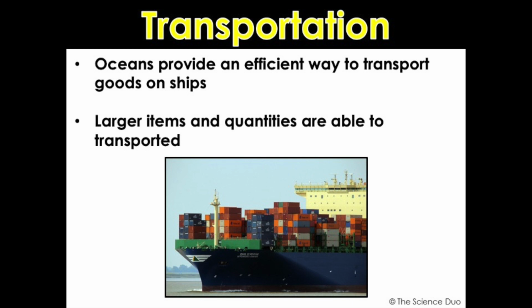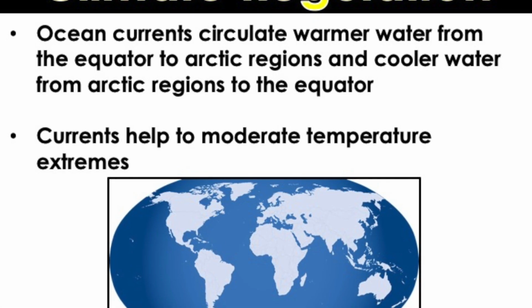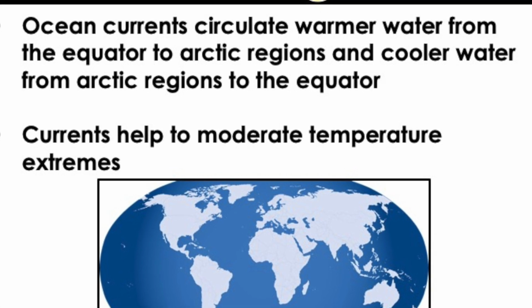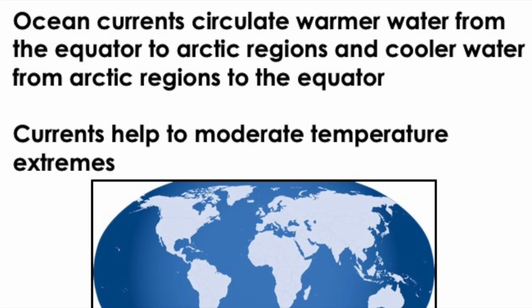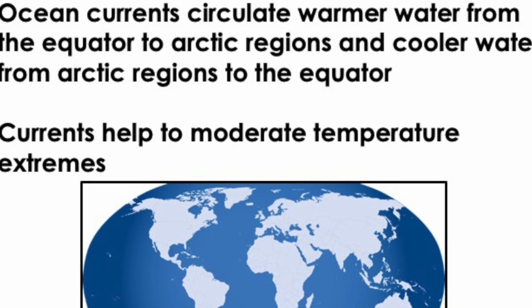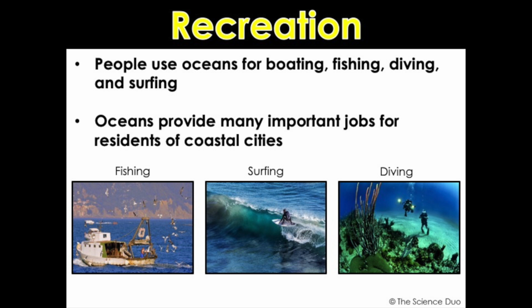Oceans provide an efficient way to transport goods on ships. Larger items and quantities are able to be transported. Ocean currents circulate warmer water from the equator to Arctic regions and cooler water from the Arctic regions to the equator. Currents help to moderate temperature extremes. People use oceans for boating, fishing, diving, and surfing. Oceans provide many important jobs for residents of coastal cities.